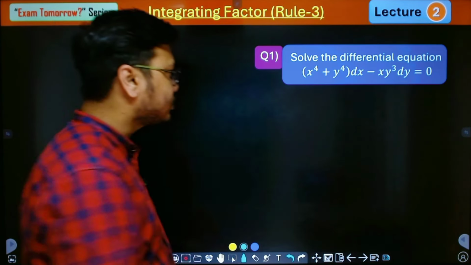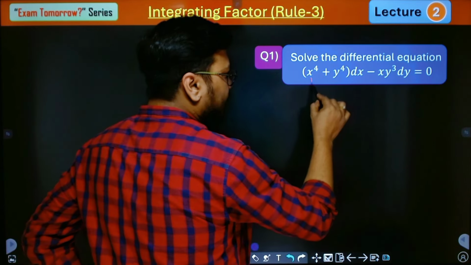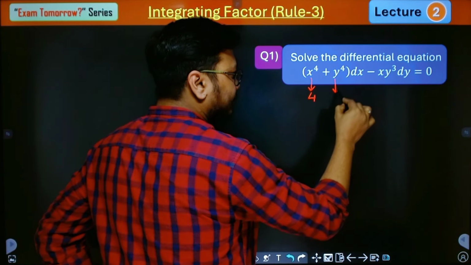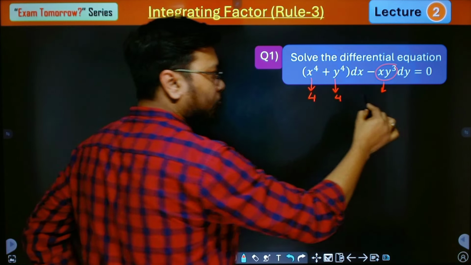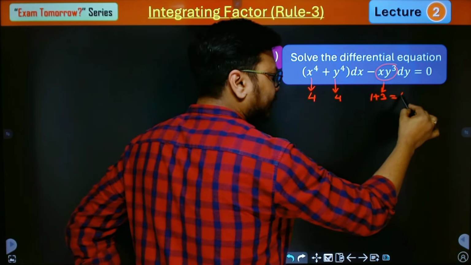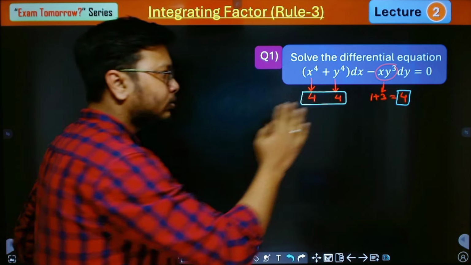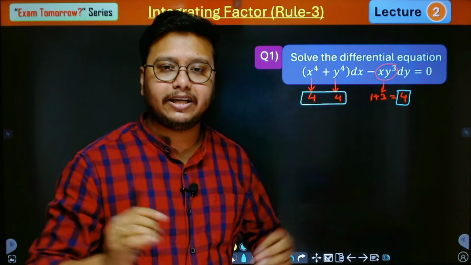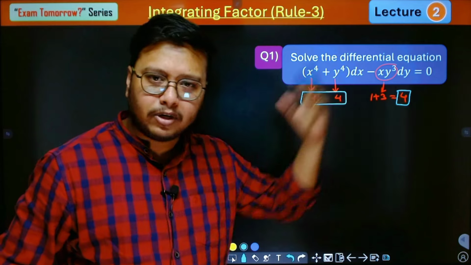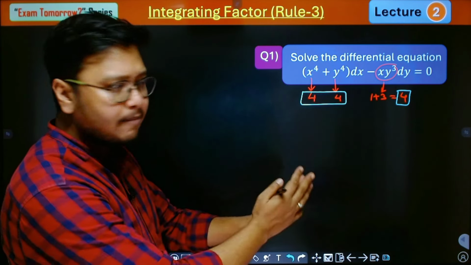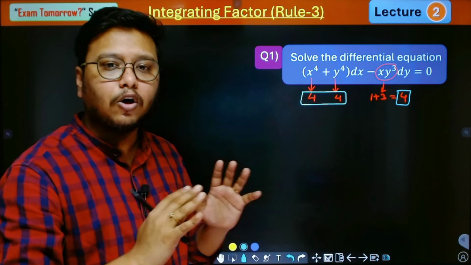So let's take a look at a question. If you observe the question very carefully, you can see this term is degree 4, this is degree 4, and this term combined, x has a power of 1, y has a power of 3, so degree 4. So your M has degree 4, your N has degree 4, so both are homogeneous of the same degree. You understand it just from observation. No need to do a calculation and prove that it is homogeneous. You can just claim that the given differential equation is homogeneous of degree 4.